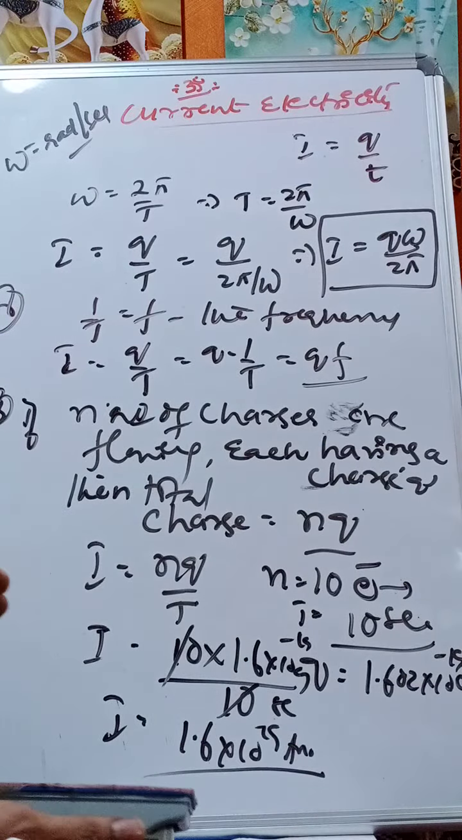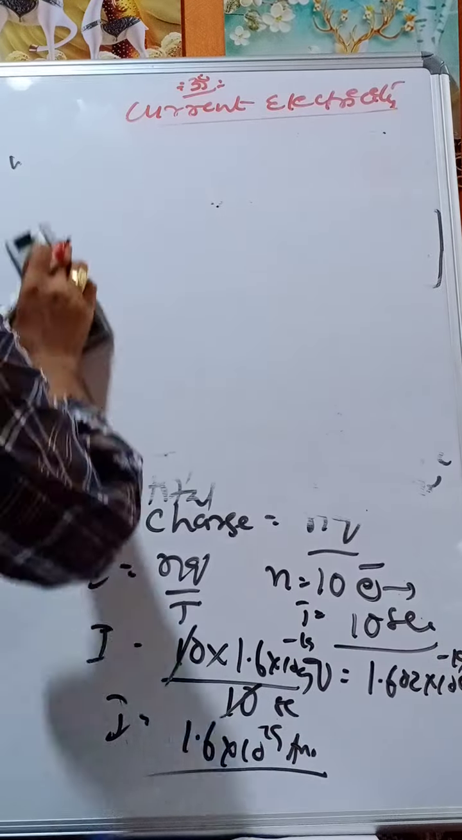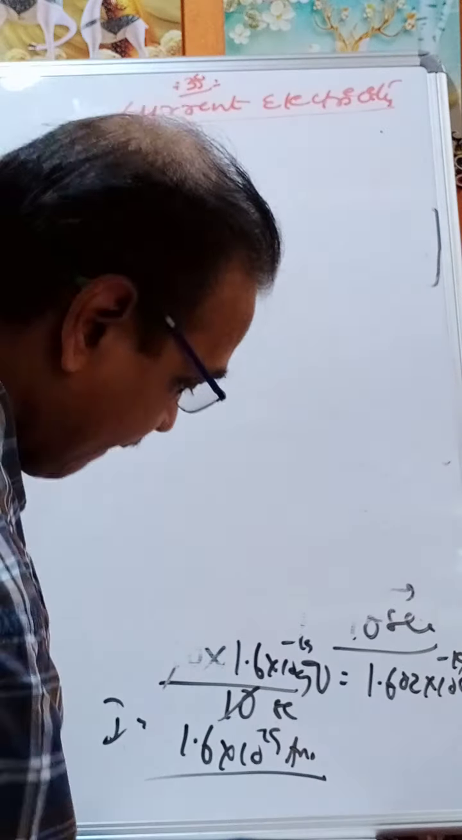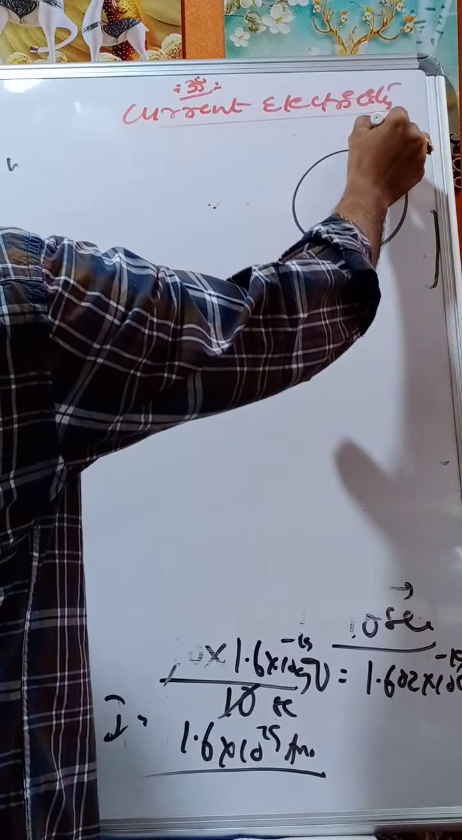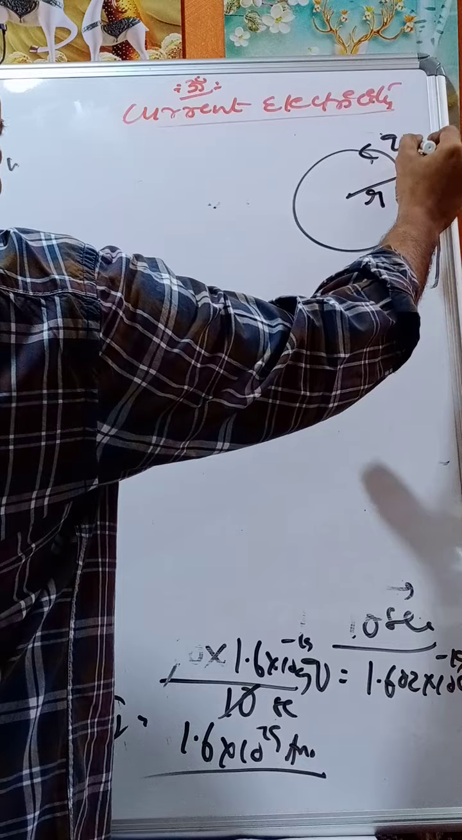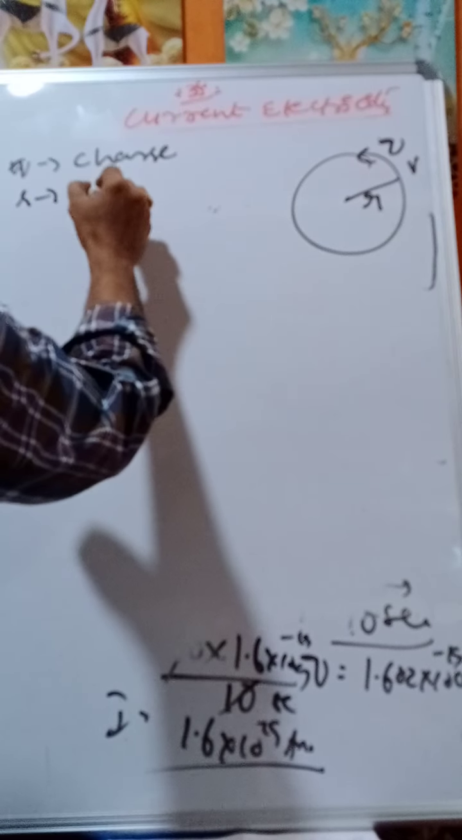Now, another way of expressing the current is this: a point charge q is revolving in a circular orbit of radius r with a velocity v.